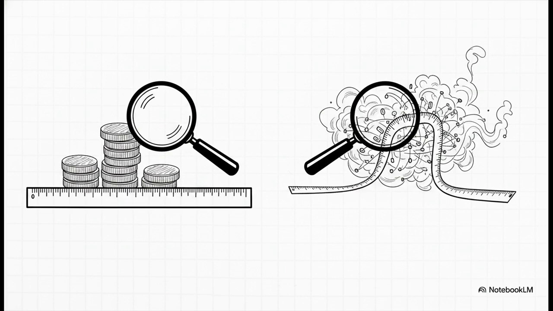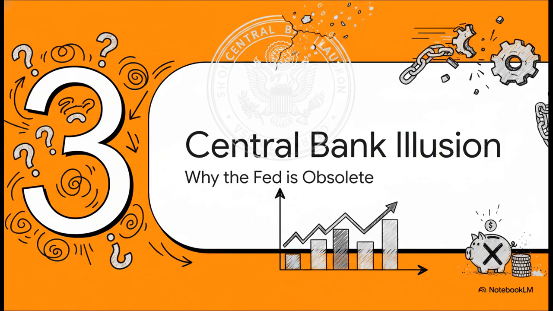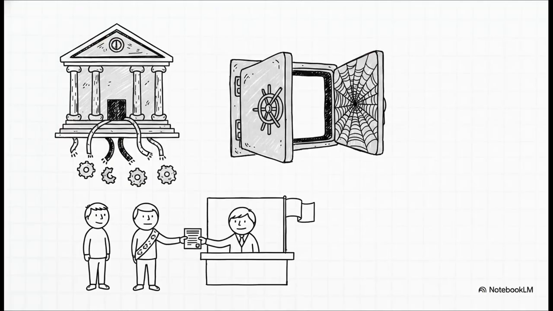You can't measure an illusion. Section 3. The central bank illusion. Why the Fed becomes obsolete. So think about it. If you can't measure the money supply, what in the world happens to the institution whose entire job is to manage it? It sets off a massive domino effect.